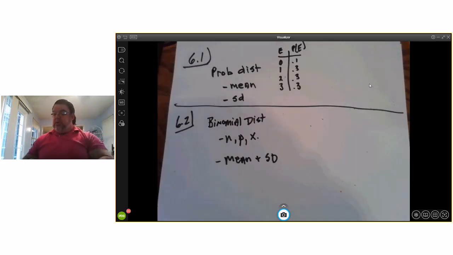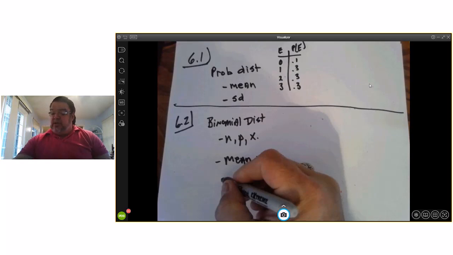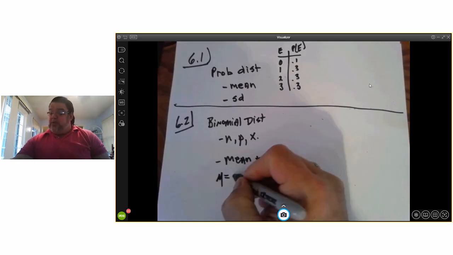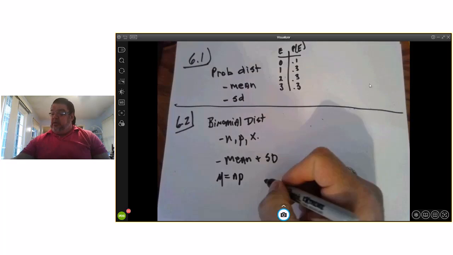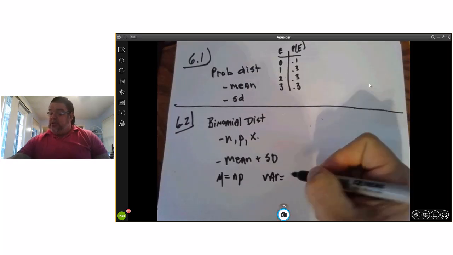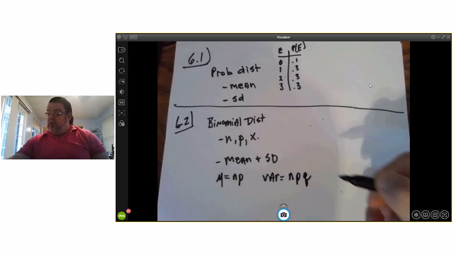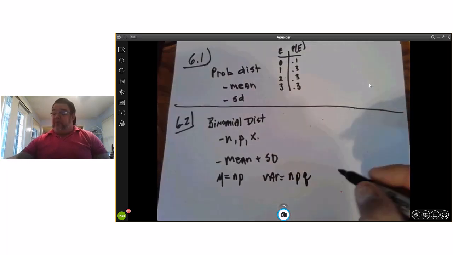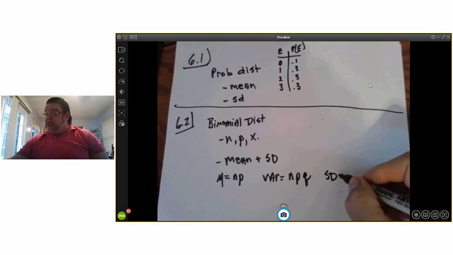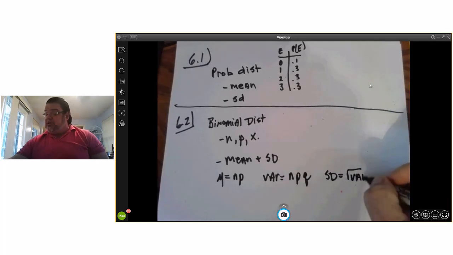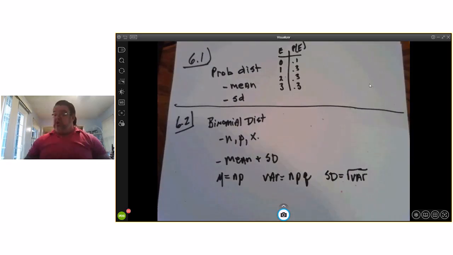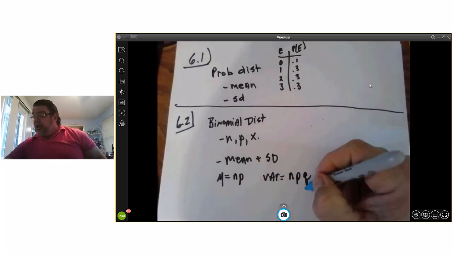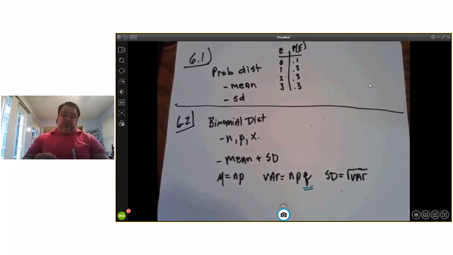With the mean and standard deviation, the mean is equal to NP, and the variance is equal to NPQ. And what's the relationship between the variance and the standard deviation? The standard deviation is the square root of the variance, okay, which is the square root of NPQ. So I just want you to realize that sometimes you might see Q instead of 1 minus P. In fact, most of the time you see Q instead of 1 minus P.